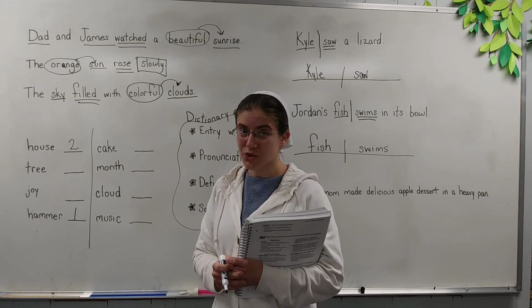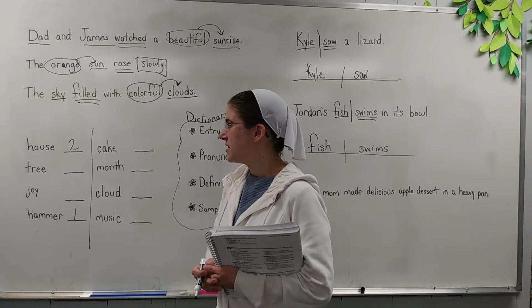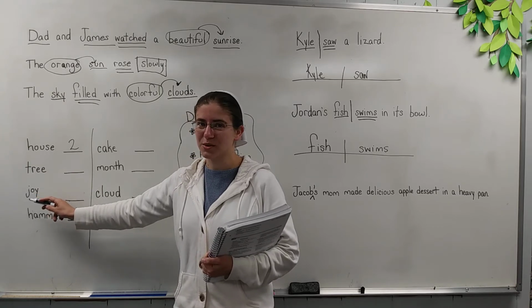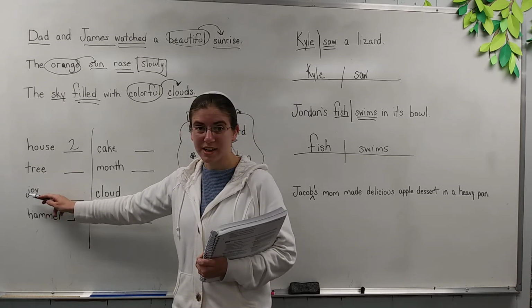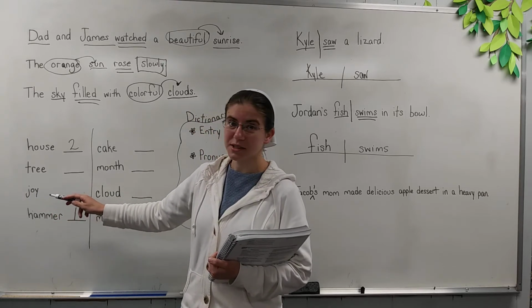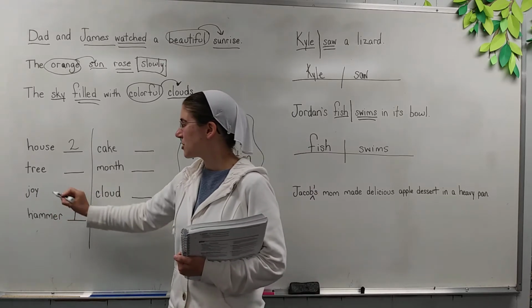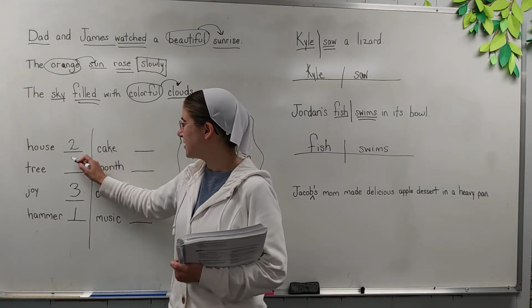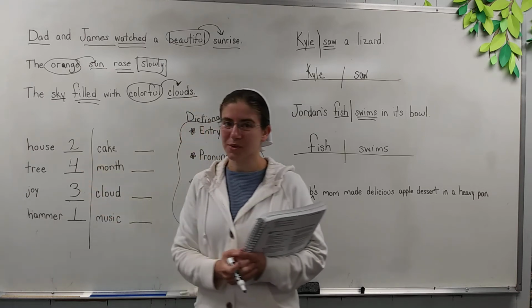Now we can look at tree and joy. Does T or J come first in ABC order? J comes first. H-I-J-K-L-M-N-O-P-Q-R-S-T. Okay, J comes first. So J is our third word, and tree is our fourth word.